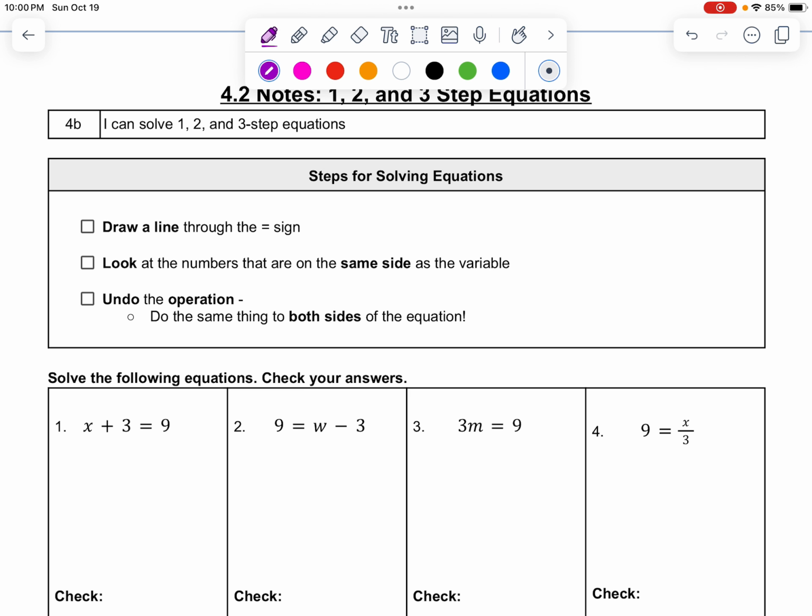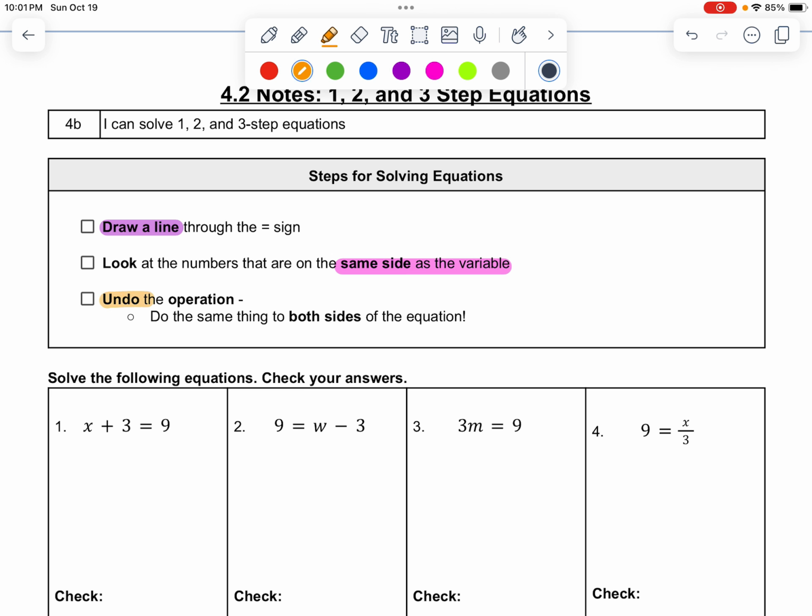Step number 1 is going to be to draw a line through the equal sign. Remember, that equal sign is kind of like a balance. The left and the right side are equal, and so we're going to draw a line to remind ourselves that that left side and that right side are equal. Then we're going to look at the numbers that are on the same side as the variable. So wherever you see the variable, the x or the y or the z, we're going to look at the numbers that are on that side, either the left or the right.